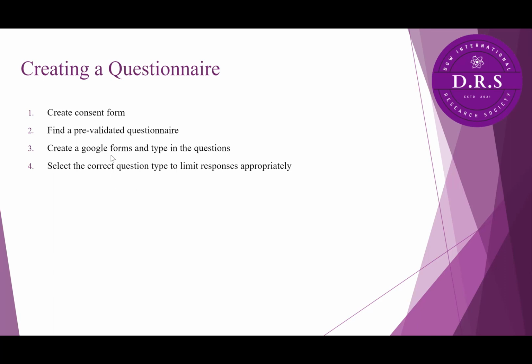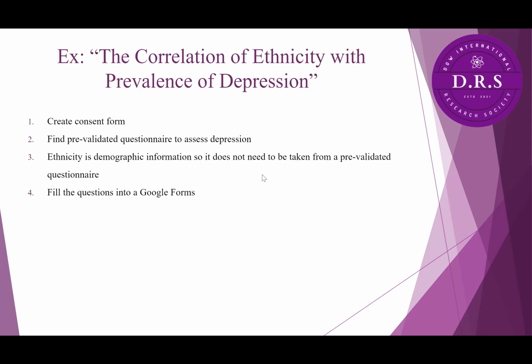The other thing is that you need to obviously then convert this into the Google Forms, and then you need to make sure that you format those questions correctly, which we'll all go over. Let's say, for example, our design is going to be about the correlation of ethnicity with the prevalence of depression, and let's add in medical students, right? So the first thing that we need to keep in mind is the reason why we said in medical students is because that's the population that's in our grasp for this example, right?